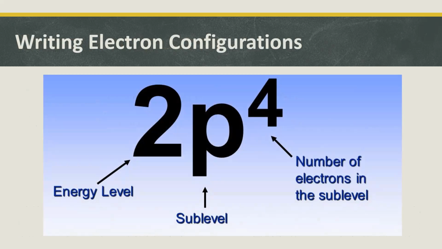You're going to have a number, a letter, and then a superscript number written small and raised, like writing a power. The first number represents the energy level. That can be 1, 2, 3, 4, 5, 6, or 7. The letter represents the sublevel, and that can be S, P, D, or F. And then the upper number, the powered number, represents the number of electrons in that sublevel. So remember, S can hold 2, P can hold up to 6, D can hold up to 10, and F can hold up to 14. So you have to follow that when writing these numbers. So it's going to be 1 up to whatever that sublevel can hold.